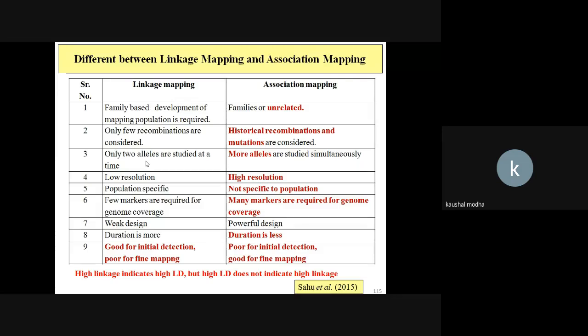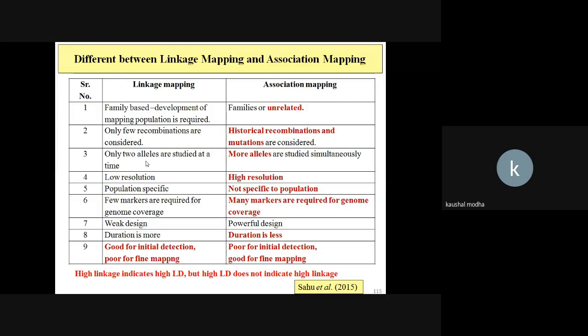Because we are considering few recombination events or real-time recombination, and linkage blocks are larger than LD blocks, a few markers can also do the job in the case of linkage mapping. But in association mapping, because we are considering many recombination events, we require more markers. We need more marker coverage across the genome. Then and only then is association mapping possible.